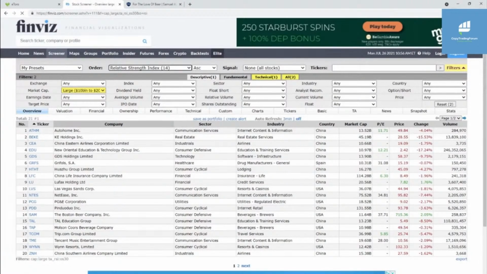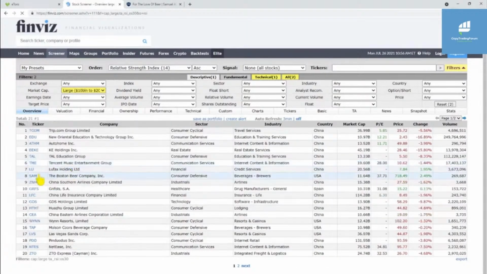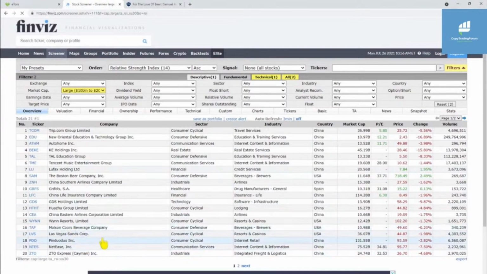So I look here, lots of Chinese stocks, but then I come up with SAM here. I look for big names that I know, and I can't really see anything else there that I really know. There's another Coors company there, but it's not as low on the RSI model. So I found SAM. So how do I research that?